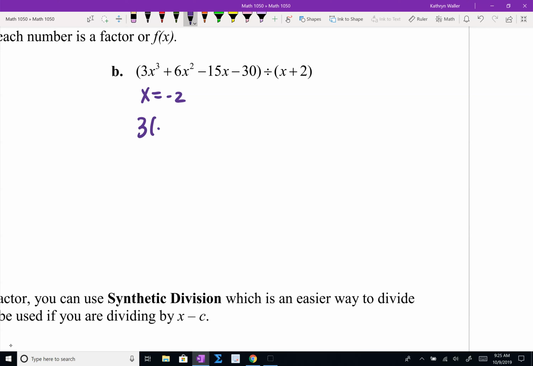Then go 3 parentheses negative 2 to the third, plus 6 parentheses negative 2 to the second, minus 15 times negative 2 minus 30, and when I plug that in, I get a 0. We could sit and plug it in, I'm just telling you we got a 0. So is it a factor, yes or no? Yes, it is.